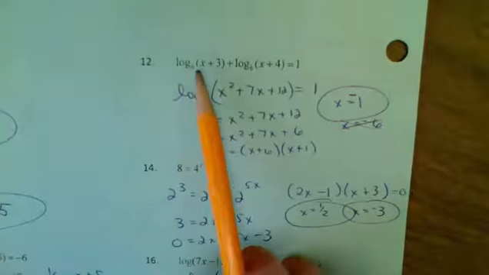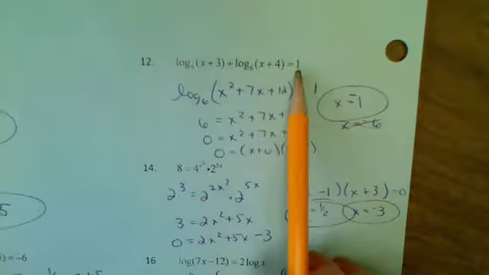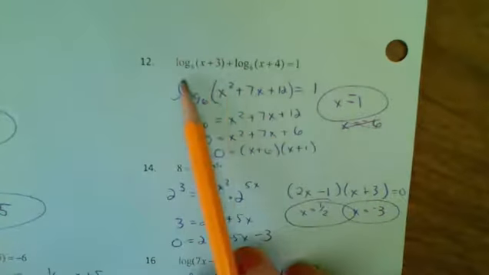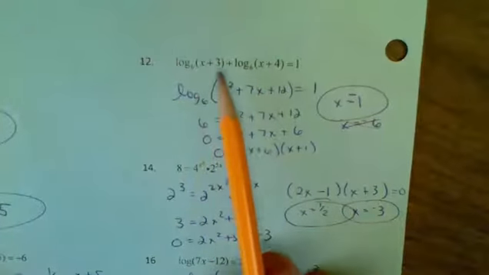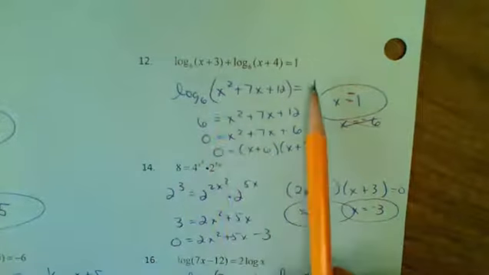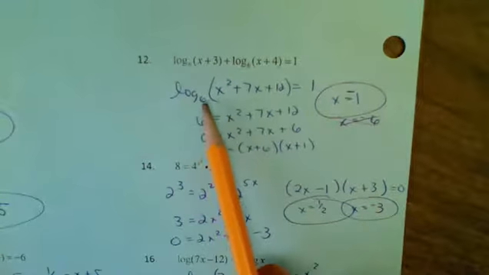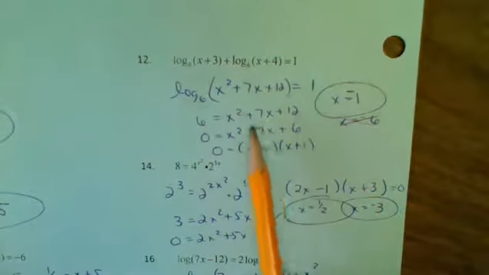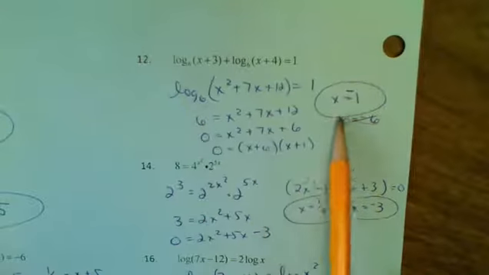Another kind of log equation you have is if you have two logarithms with a number, and so you first have to use your properties of logarithms, so it's the log of their product. Once you get a log equaling a number, put it in exponential form. 6 to the first equals that. I factored it, it's quadratic.